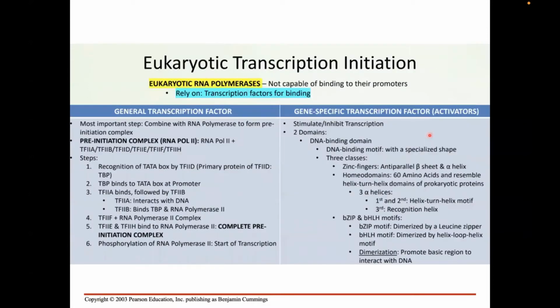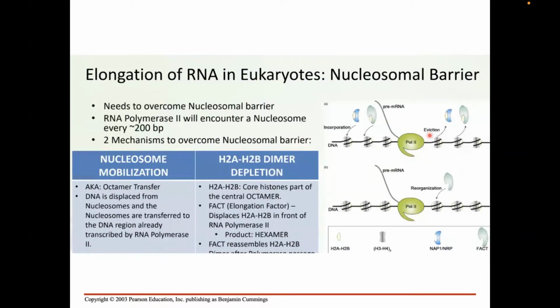And then kapag katapos na yung discussion with the initiation, let us just proceed with the elongation of the RNA in eukaryotes. Again, eukaryotes yung pinag-uusapan natin dito. Meron tayong tinatawag na nucleosomal barrier. It needs to overcome the nucleosomal barrier. And then the RNA polymerase 2 will encounter a nucleosome every 200 base pairs. And then it has 2 mechanisms to overcome the nucleosomal barrier.